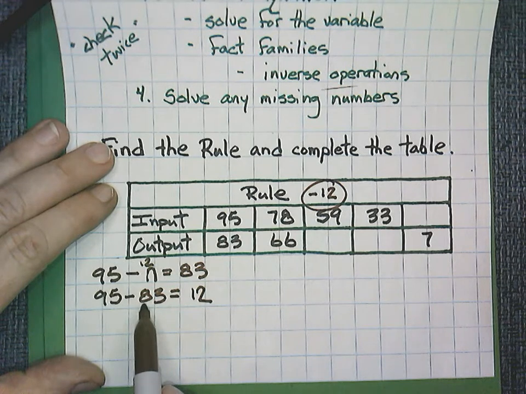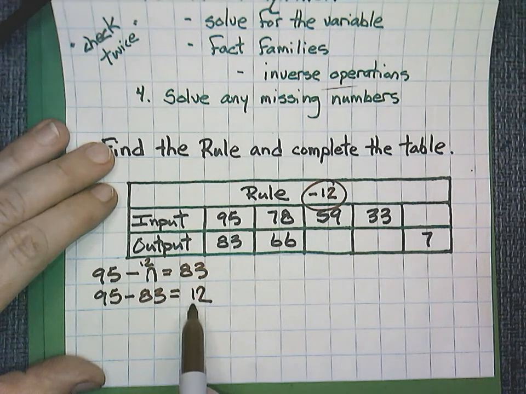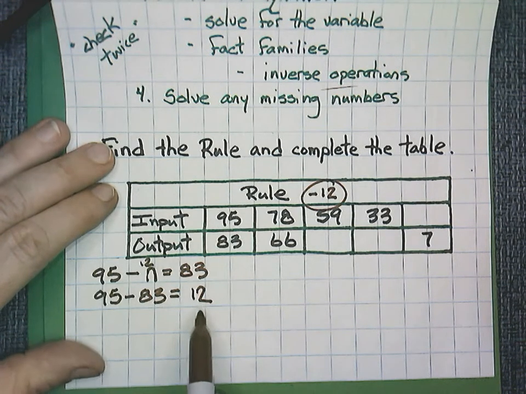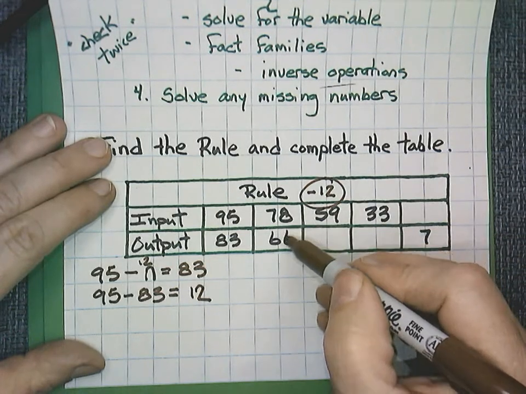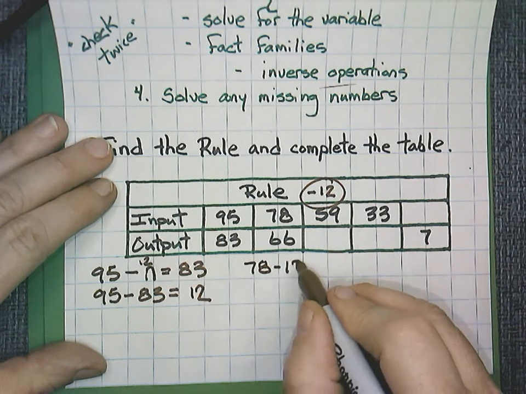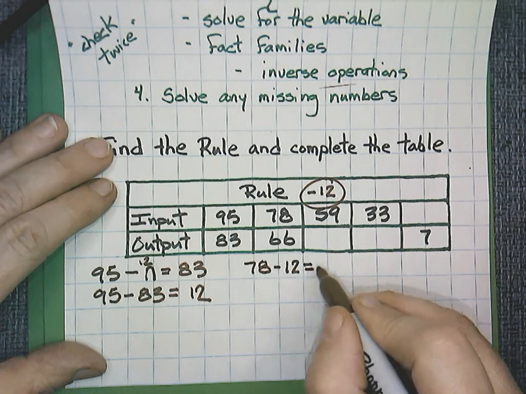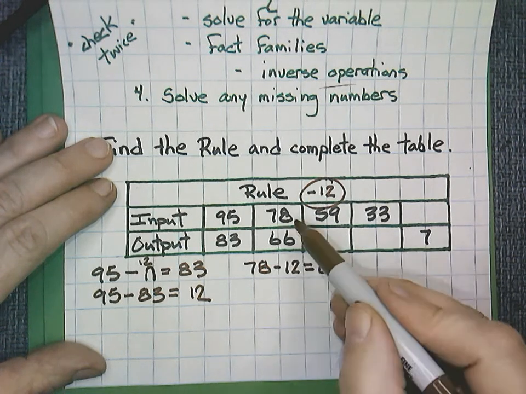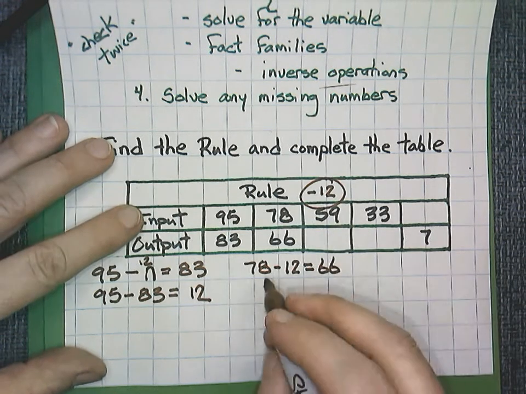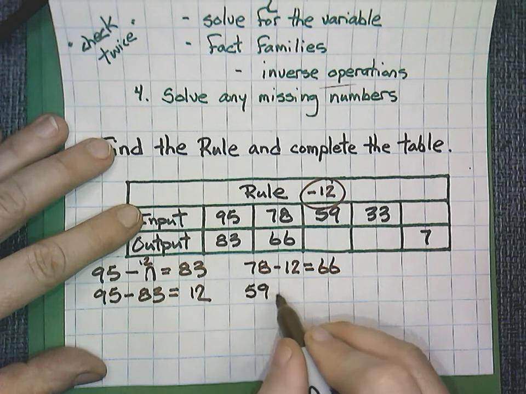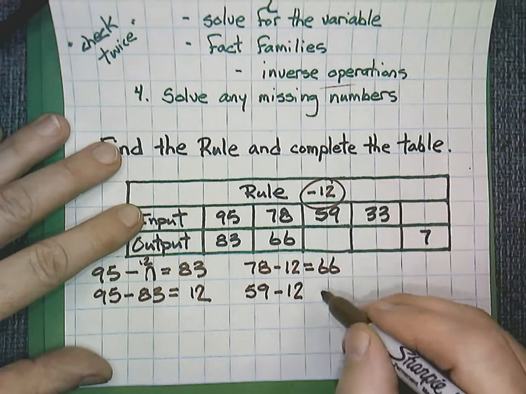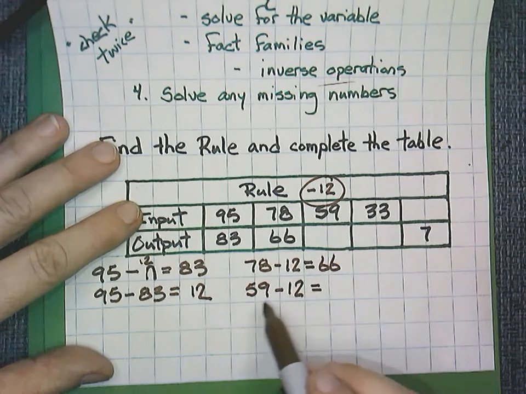Again, 9 tens take away 8 tens would be 1 ten, and then 5 ones take away 3 ones would be 2. That's where we got our 12. 78, let's just see if this works. So 78 minus our 12 equals 66. Here we have 59. So 59 minus 12, that's the rule that we are working with, I can subtract this way.